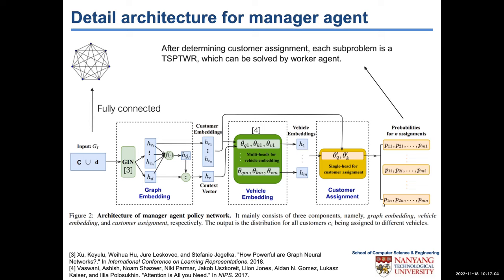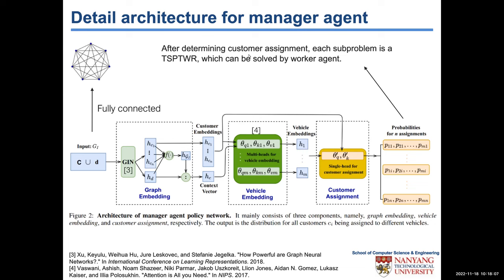Here, the output of this customer assignment module is a probability vector. For example, the first vector represents the probability of assigning customer one to each salesman. So for example, P1 here is the probability of assigning customer one to salesman number one, and P21 is the probability of assigning customer one to salesman number two, etc. And for this one, we can find the largest probability, which determines the salesman we assign this customer to. So for each customer, we find the largest probability, and we assign this customer to the vehicle according to the probability. So this is actually the manager agent.